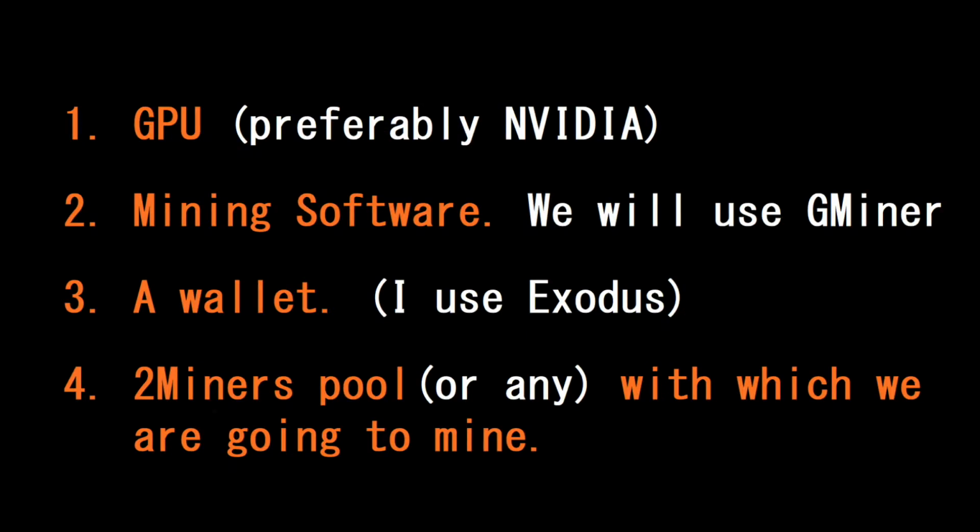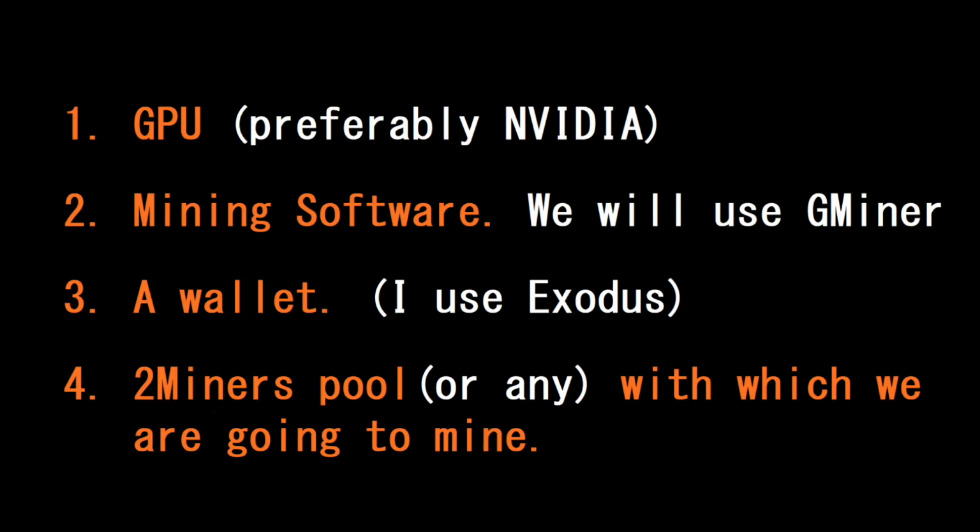Firstly, let's make a checklist of things that we require for mining Ravencoin. So first comes our GPU, or graphical processing unit. Some call it a gaming card. So we are going to need a GPU, preferably Nvidia. And you can use a GTX or an RTX series, but the higher or the newer the version is, the better will be the results. Next comes the mining software. I am going to use GMiner in this case.